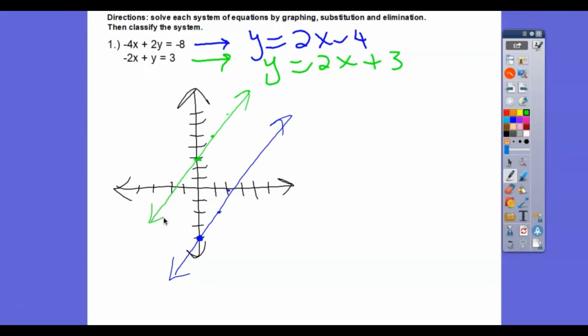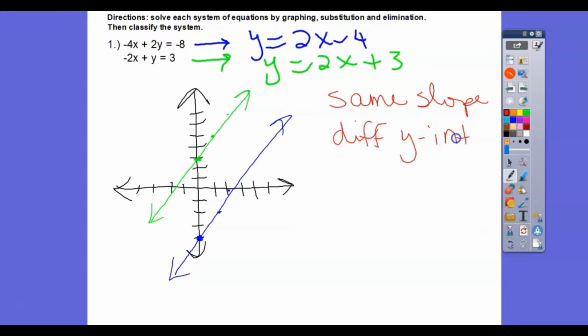Now you have to be very careful because obviously we're drawing this ourselves. I don't have a graph on graph paper right here. So you have to be very cautious. What will determine the fact that they are parallel is the fact that they have the same exact slope, but they have a different y-intercept, okay? So that tells me that these lines are parallel.